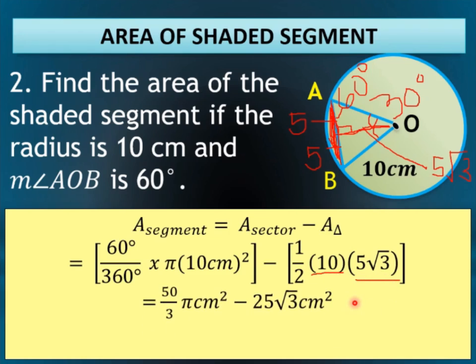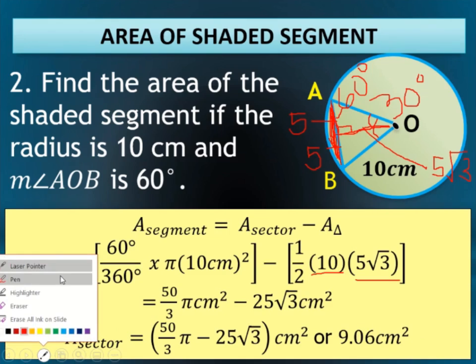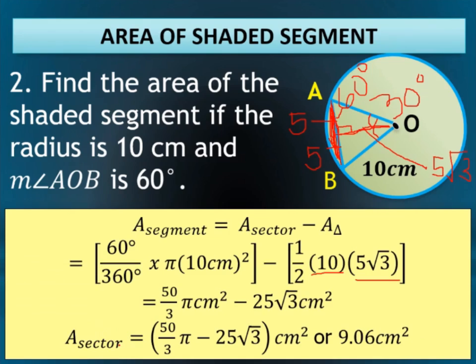Simplifying this, we'll have 50 over 3 pi square centimeters minus 25 times the square root of 3 square centimeters, or it will be equal to 9.06 square centimeters. So the area of the segment is equal to 9.06 square centimeters.